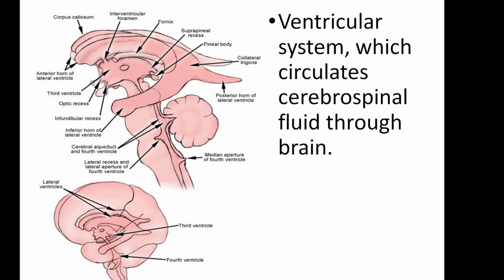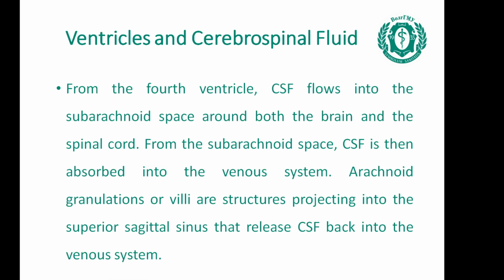This is the system of ventricles of the brain. The ventricular system circulates cerebrospinal fluid through the brain. From the fourth ventricle, cerebrospinal fluid flows into the subarachnoid space around both the brain and the spinal cord. From the subarachnoid space, cerebrospinal fluid is then absorbed into the venous system. Arachnoid granulations or villi are structures projecting into the superior sagittal sinus that release cerebrospinal fluid back into the venous system.